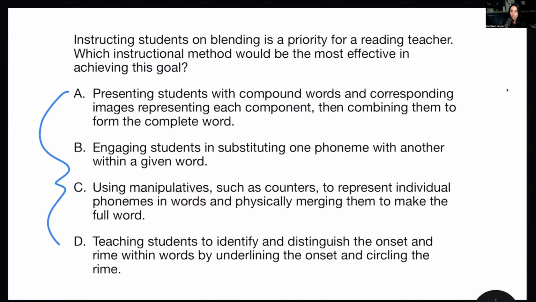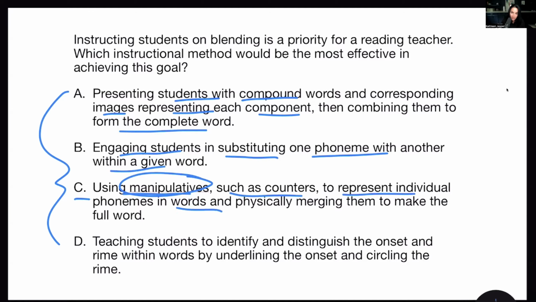I always like to work backwards. A, presenting students with compound words and corresponding images representing each component, then combining them to form the complete word. Okay, looks like that's a hands-on activity. B, engaging students in substituting one phoneme with another in a given word. That's called phoneme substitution, high up on that hierarchy. C, using manipulatives, I like the word manipulative, such as counters to represent individual phonemes in words, and then physically merging them together. I'm going to show you what that looks like in a second. And D, teaching students to identify and distinguish the onset and rime within words.